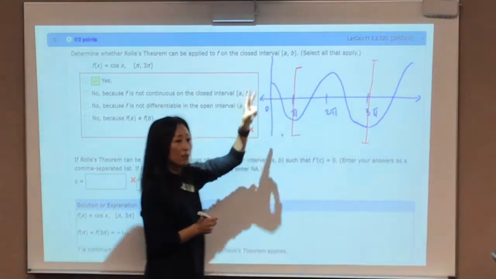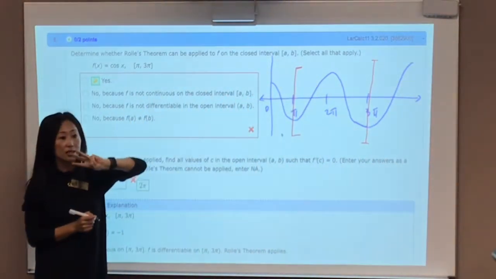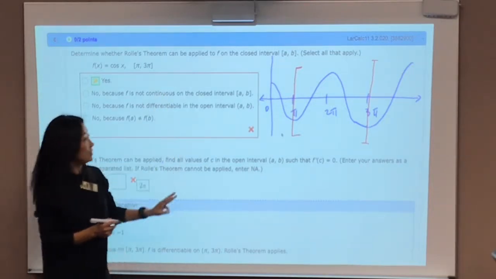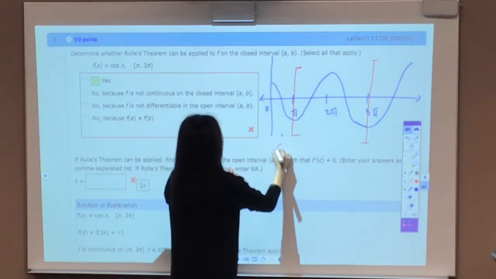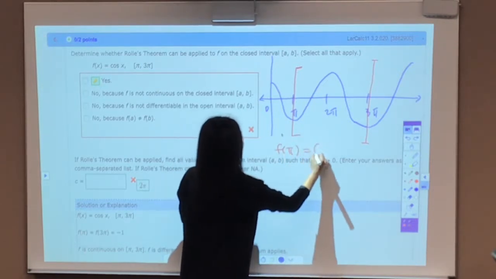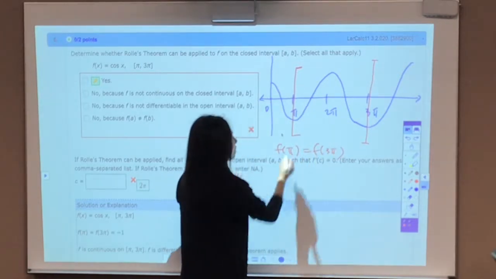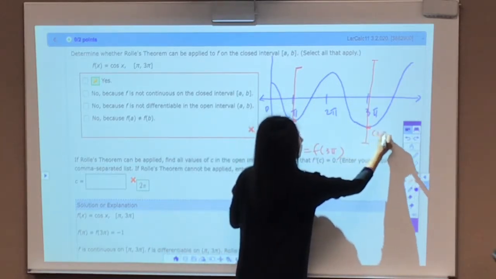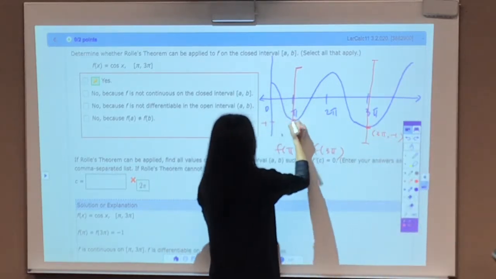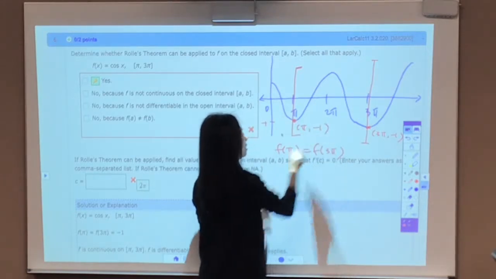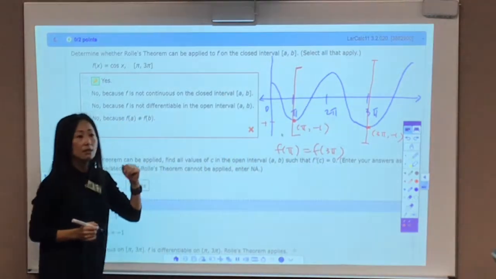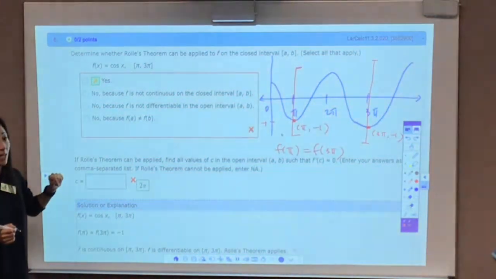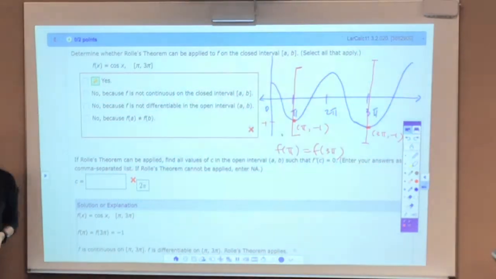So for f and f prime, we already met the first two conditions. What does the third condition say? The endpoints have to be the same, right? Which means f of pi has to be the same as f of what? 3 pi, which is the same because they're all what? -1. This is 3 pi, -1. This is pi, -1. So all the conditions are met. So you're going to say yes, right? So Rolle's theorem applies.